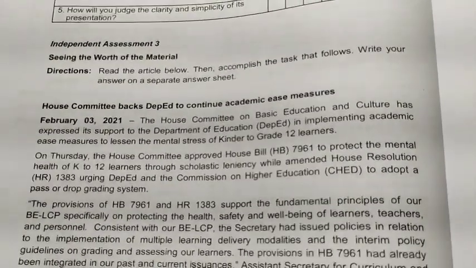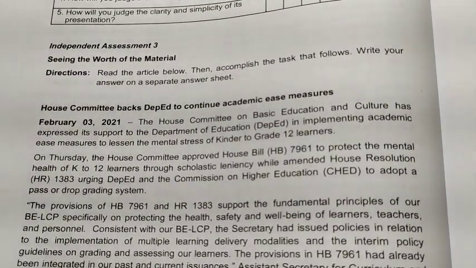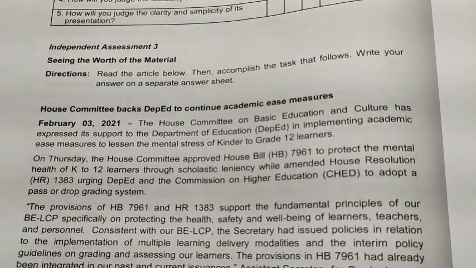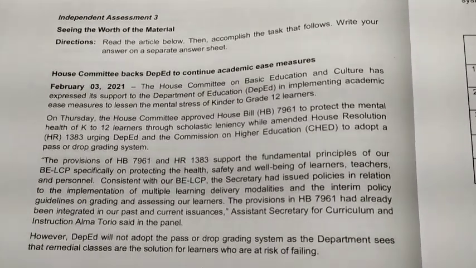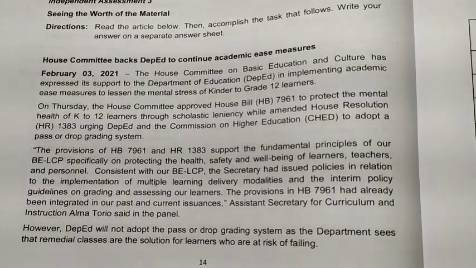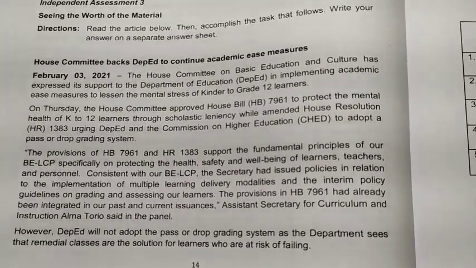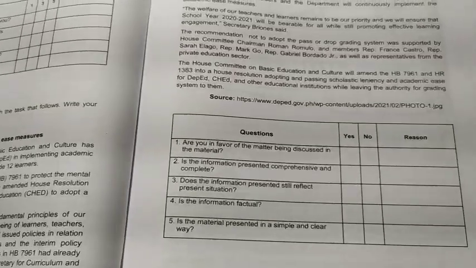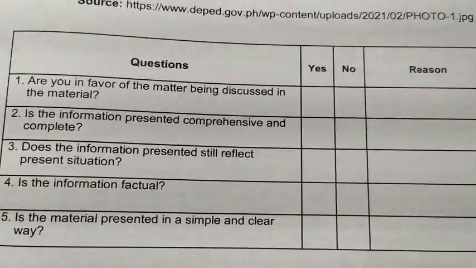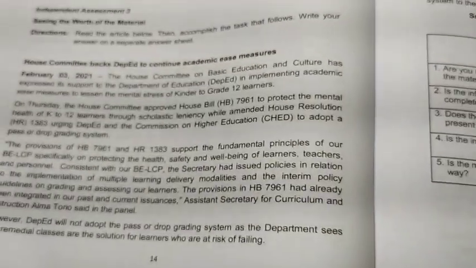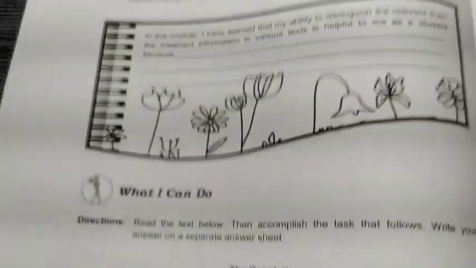Then independent assessment 3, seeing the worth of the material. Read the article below, then accomplish the task that follows. Write your answer on a separate sheet of paper. So after reading, House Committee backs DepEd to continue academic ease measures. It is an article. You will have this question, then yes, no, then reason, and based again on what you have understood.